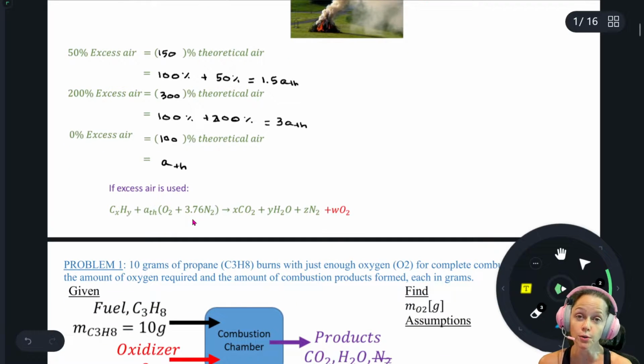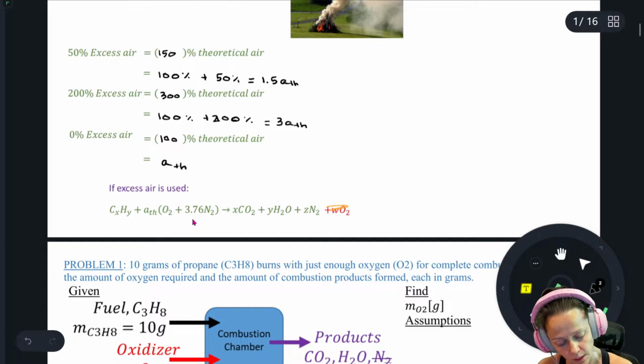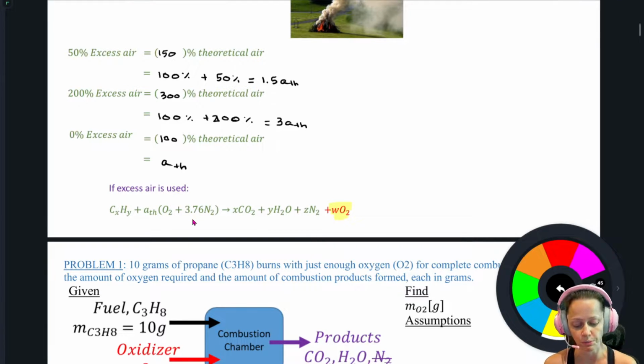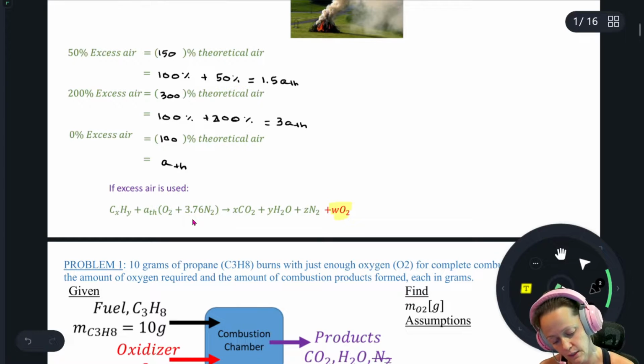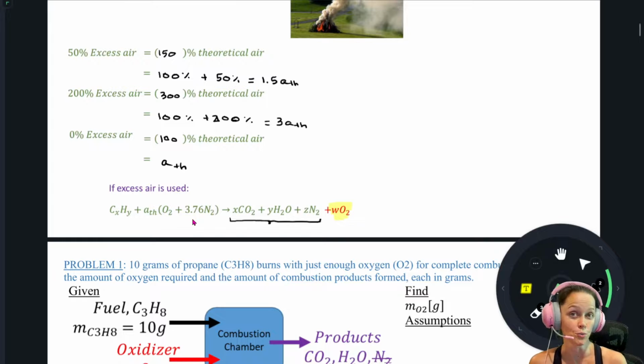If you do use excess air, you're going to have another component over here. In addition to the three products of complete combustion of hydrocarbon fuel with a theoretical amount of air, you'll also have oxygen. So complete combustion with a theoretical amount of air gives you carbon dioxide, water, and nitrogen. And then if you have excess air, you'll also have oxygen.